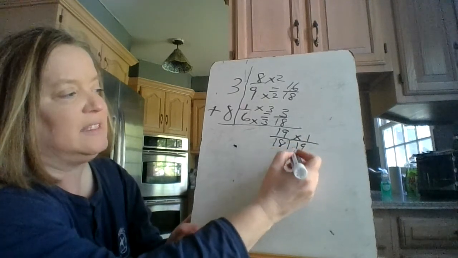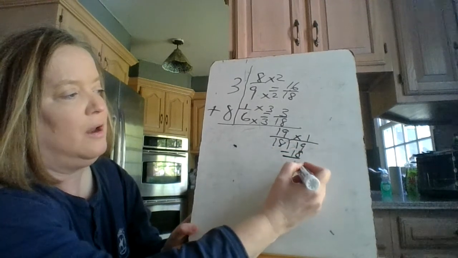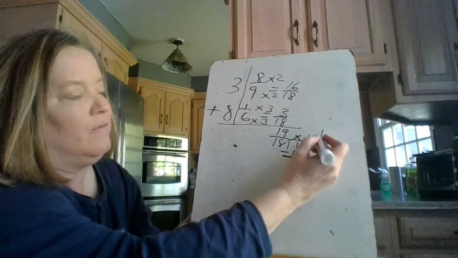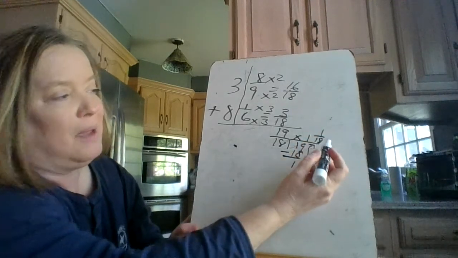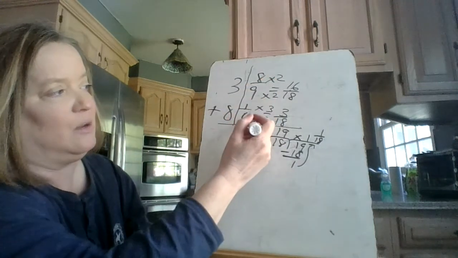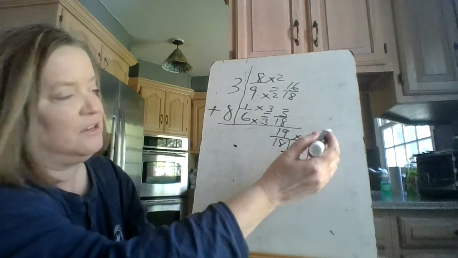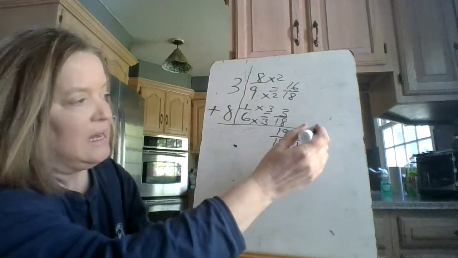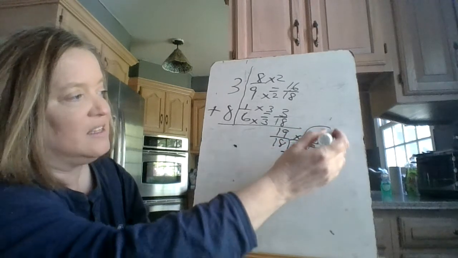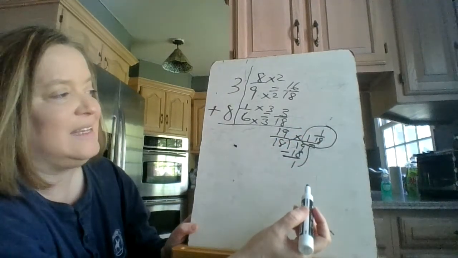So 1 times 18 is 18. Subtract, I get a 1. I bring it up, and I put it over the number 18. So when I add 8/9 and 1/6, I'm ending up with a mixed number, 1 and 1/18.